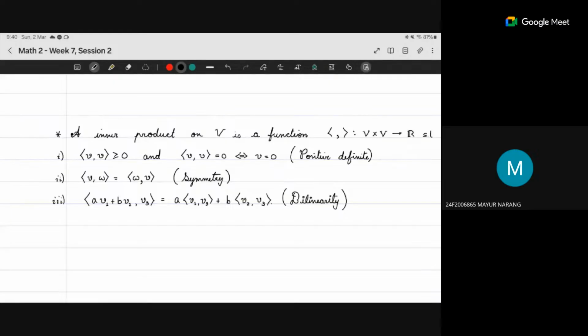Could you repeat that, please? Sir, V cross V, is it a V cross V product or a V dot V product? No. V cross V is just the Cartesian product of V with itself. It's the set of pairs of vectors (v, w). It is a set of two vectors.